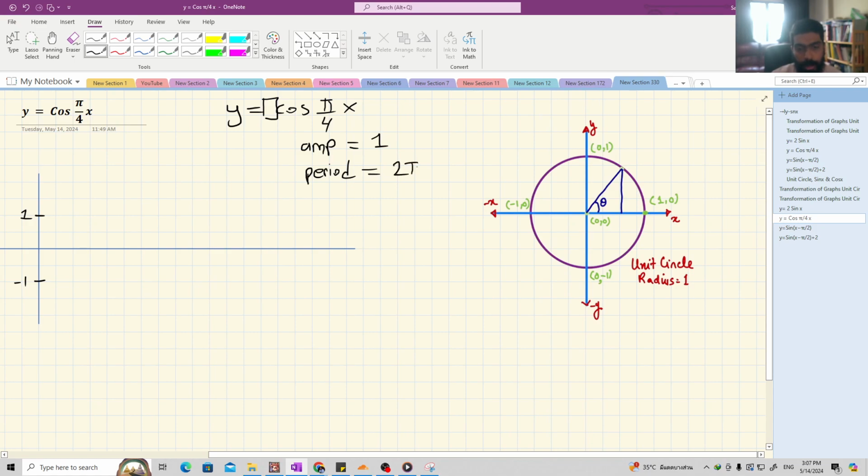We have 2 pi divided by the absolute value of b, yes? Now in this case, the value of b will be equal to pi over 4. So we can find b by looking at the term in front of x, right, guys? The term in front of x is pi over 4. So we have 2 pi divided by pi over 4.